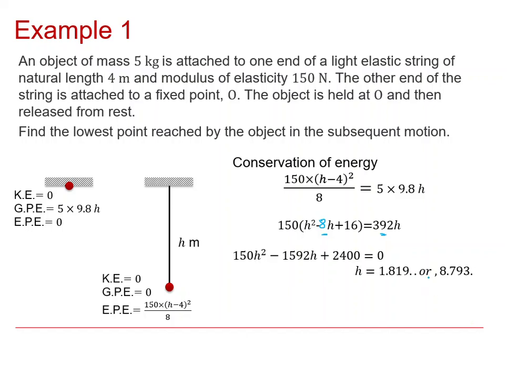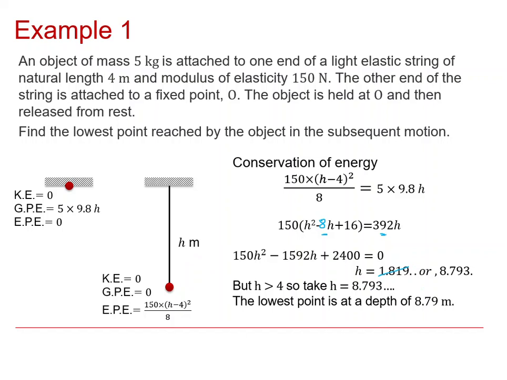Right, now what are we to make of these two answers? Well, what we can certainly say is that for the problem that we've got, h has got to be bigger than 4. It's got to be a fall that's greater than the natural length of the string. So we can exclude the 1.89 and take the other one. So there we are, h is bigger than 4, so the lowest point is finally a depth of 8.79 meters. There's the question answered in context with the units.